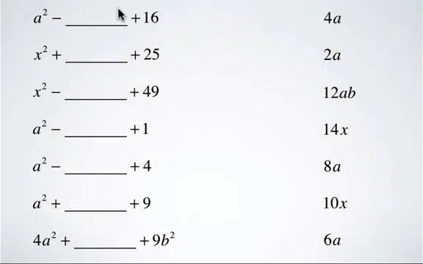So, what will go in this first one to make it a perfect square trinomial? We have a, and we have 16. The square root of 16 is 4. The square root of a is a. So we need 2 times a times 4. 2 times 4 is 8, and our a is right there.